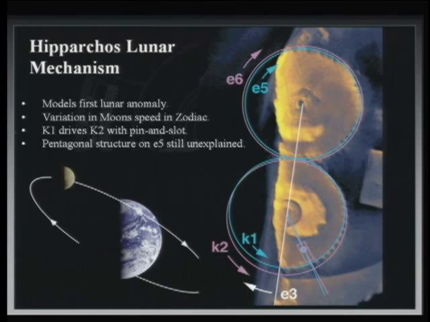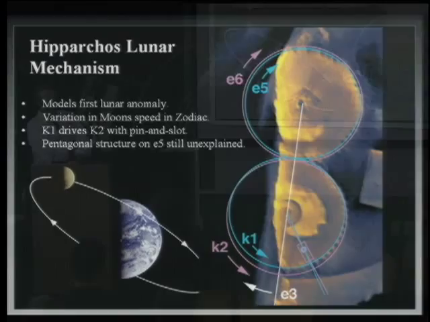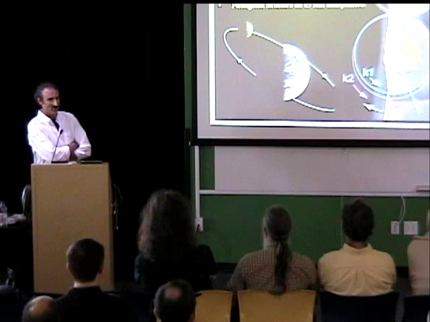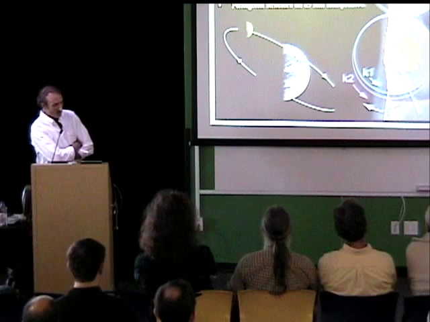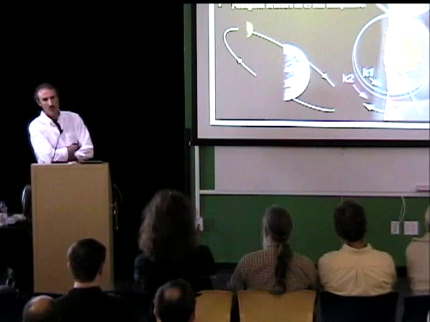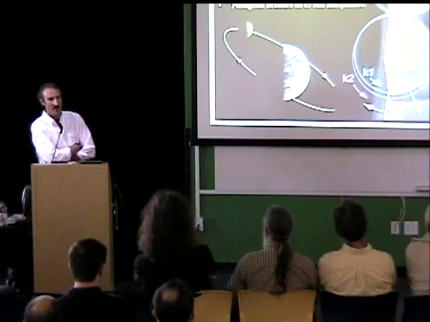In a time when North Americans were living in teepees, these guys were building mechanical calculators using bronze gears, hand cut, of this complexity, that modeled the slowdown and the speed up of the moon as it went around its orbit. It's just amazing. There's nothing of comparable mechanical complexity in any civilization until you get to about 1500 or 1600, when Europeans start building clocks. So this thing was 1500 years ahead of its time.